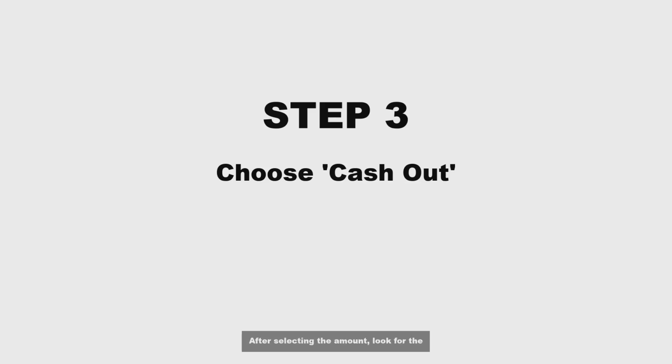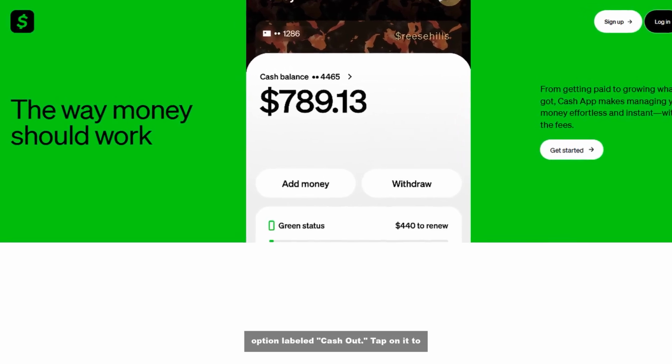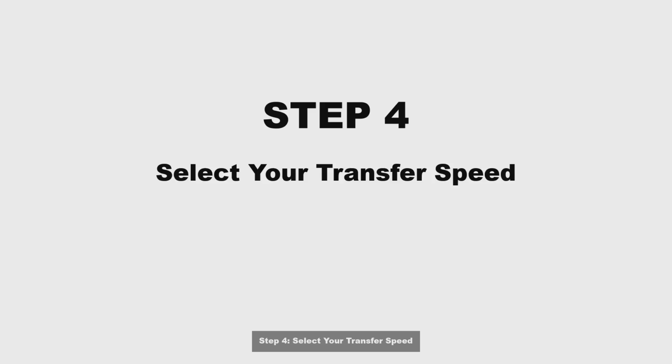Step 3. Choose Cash Out. After selecting the amount, look for the option labeled Cash Out. Tap on it to proceed with the transfer process. Step 4. Select your transfer speed.